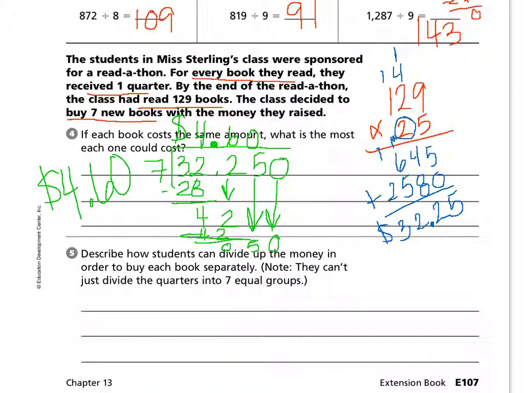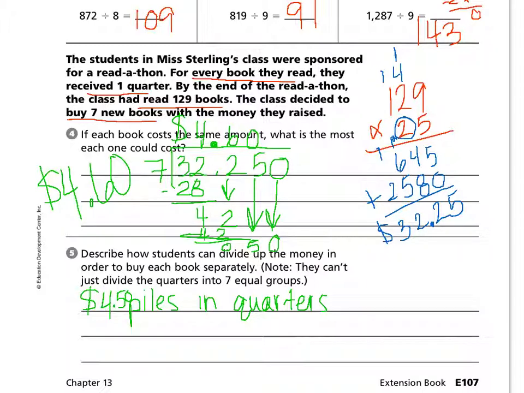Let's move on to number 5, where we need to describe how each student can divide up the money to buy the books separately. You can't just divide up the quarters into 7 equal groups because each book is $4.60, and 60 cents you can't just put quarters together to get. So what you're going to need to do is make piles of $4 in quarters. You can then add on to that 2 more quarters, which would be 50 cents. So you could really make piles of $4.50 in quarters.